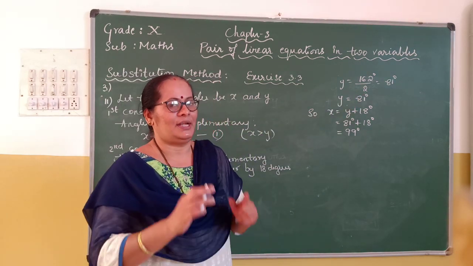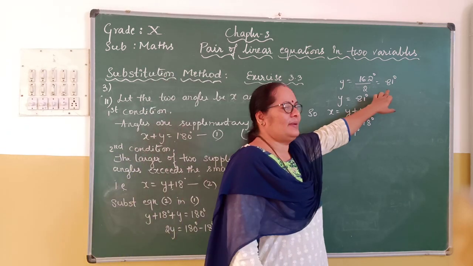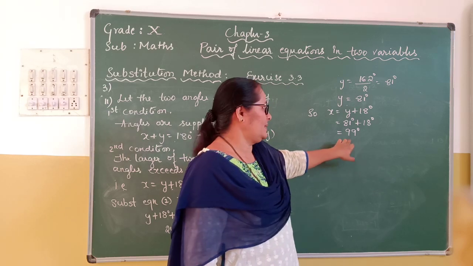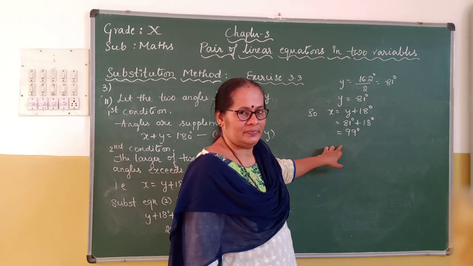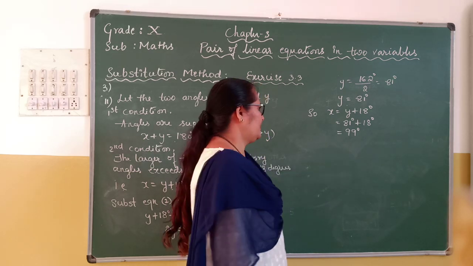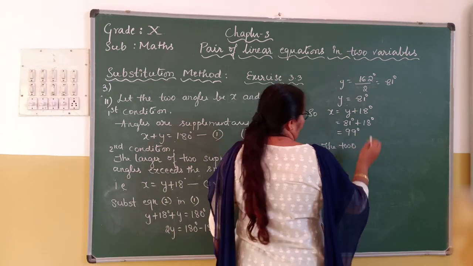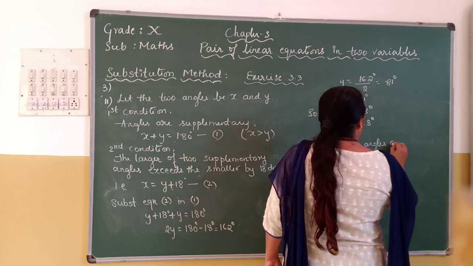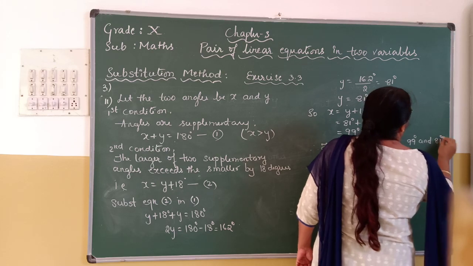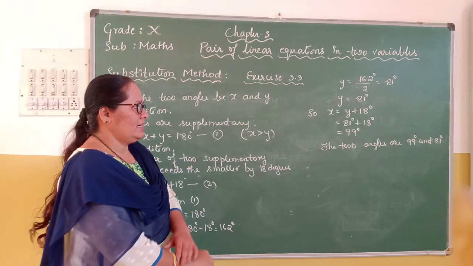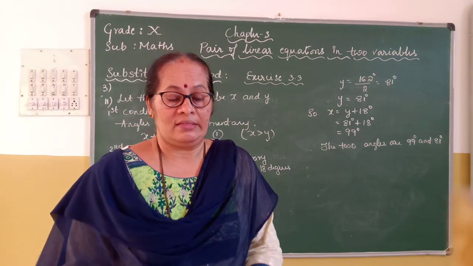If you add x and y, you will get 180 degrees. See here, what is 99 plus 81? Which is 180 degrees. Right? Understood? Yes. Therefore, the two supplementary angles are 99 degrees and 81 degrees. The two angles are 99 degrees and 81 degrees. Similarly, you can solve the third one.